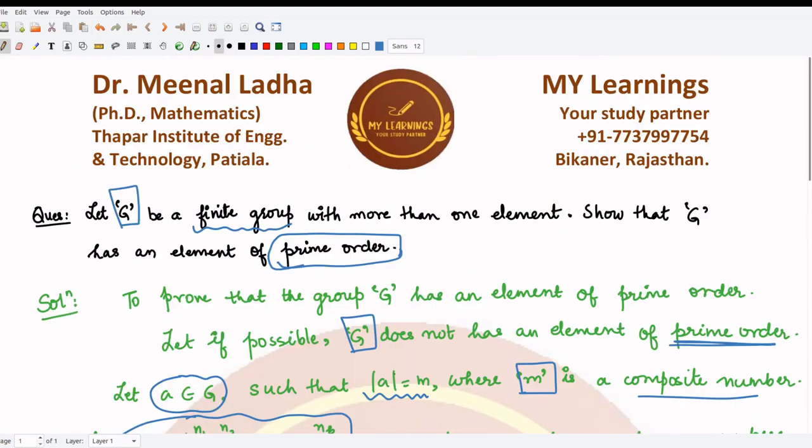So we have proved that if G is some finite group with more than one element within it, then it has an element of prime order within it. So I hope you understood this question well.